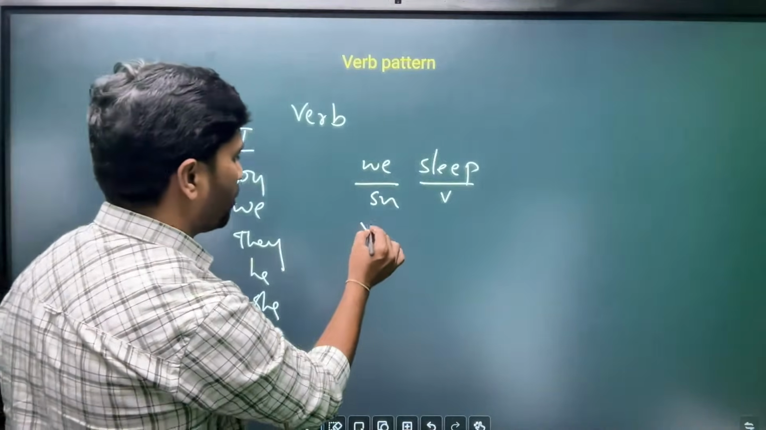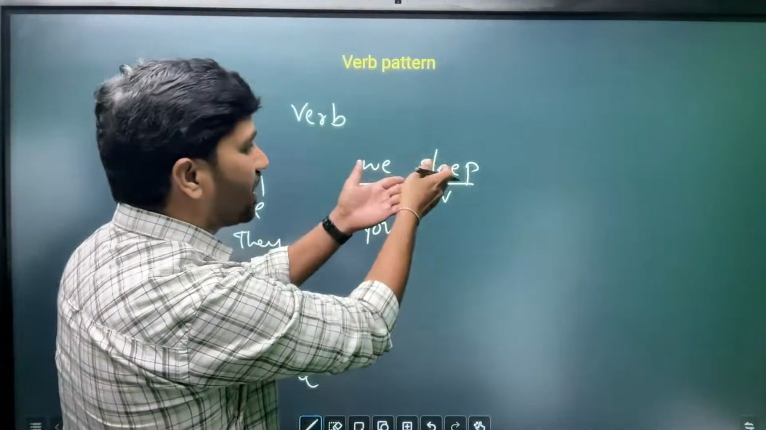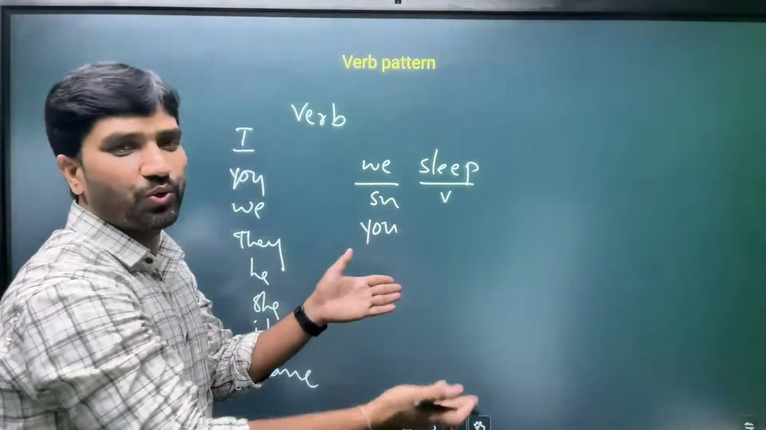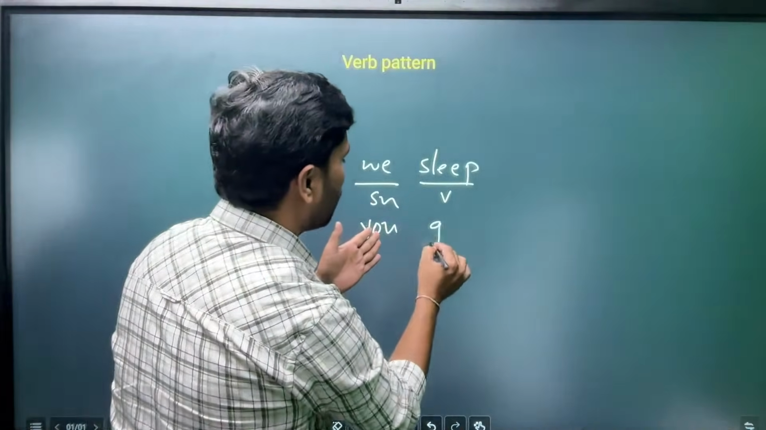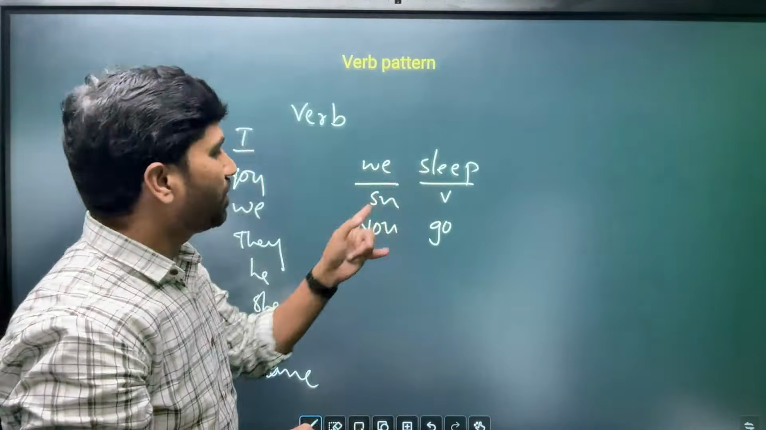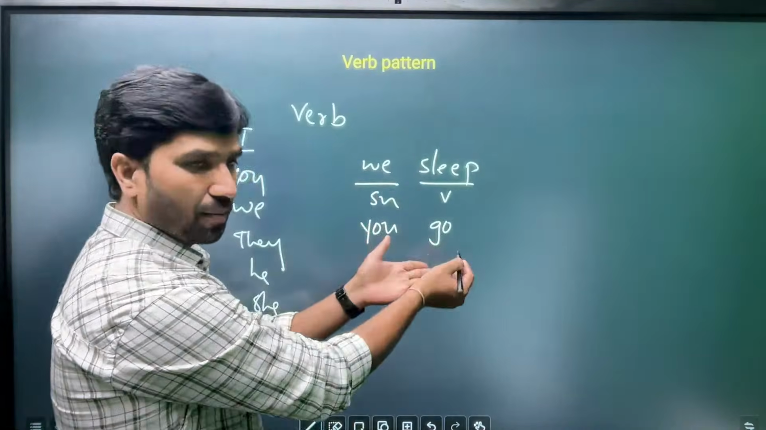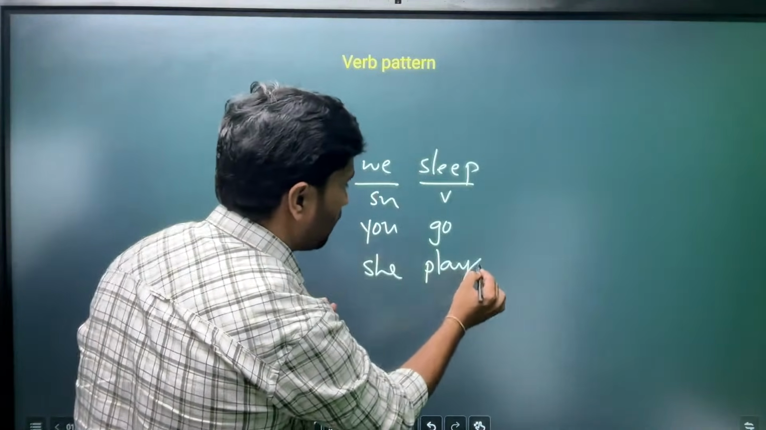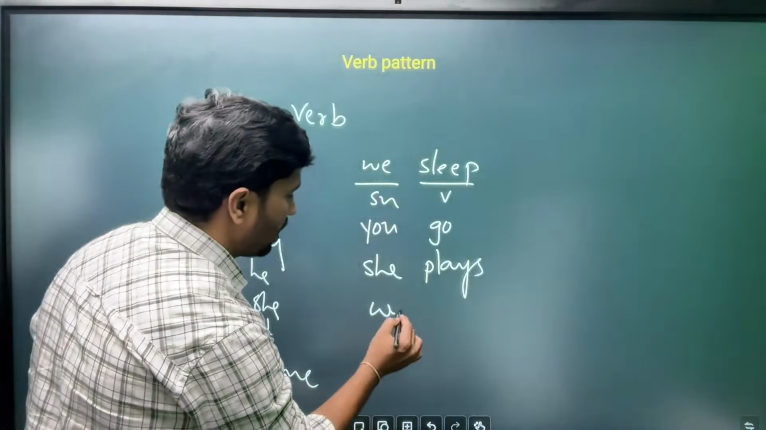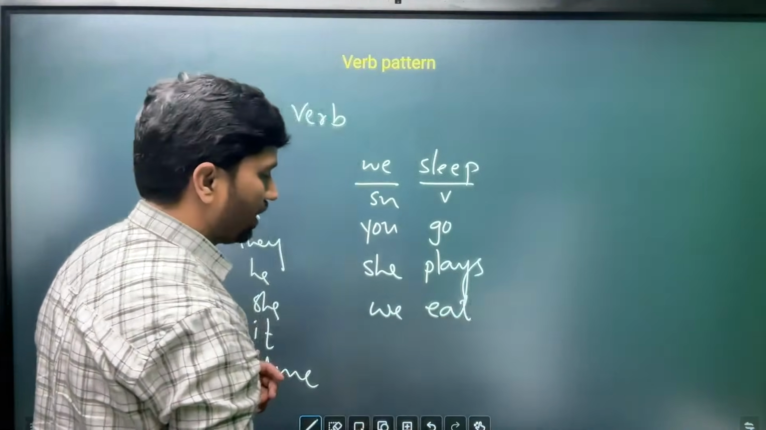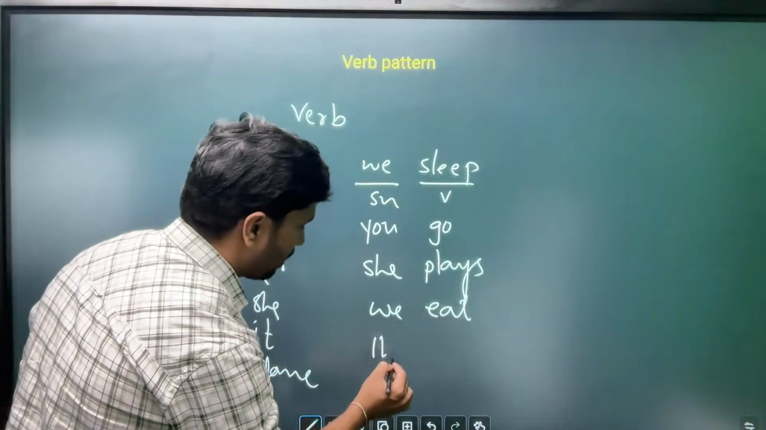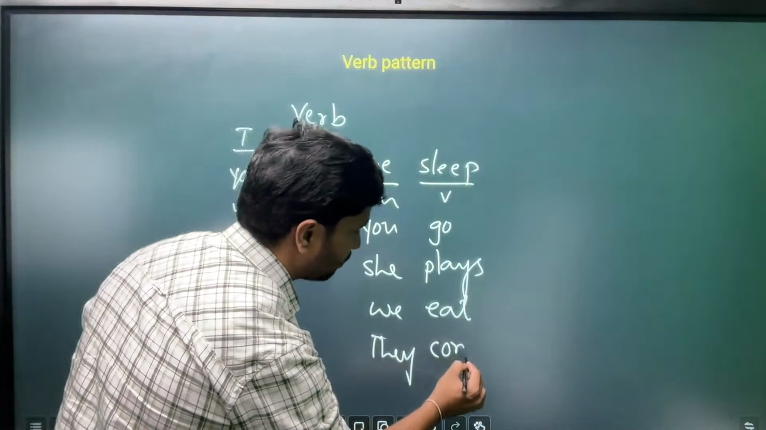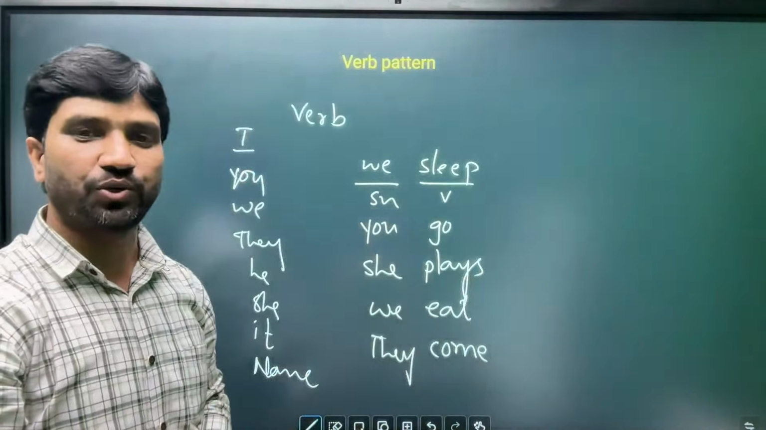For example, he sleeps. Then we used to do something. You go. Go is also a verb. He sleeps, you go. Subject and verb. And she plays. And we eat. And they come. So this is what we used to do in verb pattern.